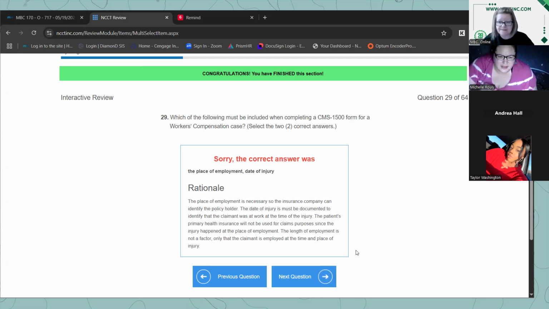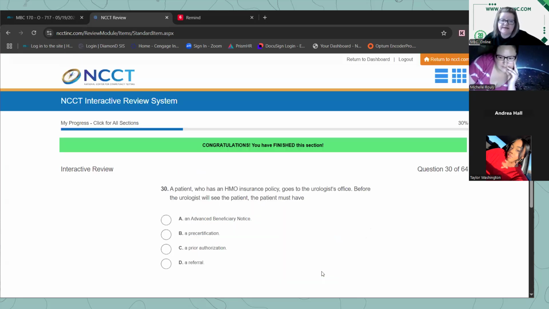Is it because liability insurance is not the same as health insurance? You know, that it's not the same as workers' comp. Workers' comp and liability are two different things. Good catch, Michelle. Good catch, because I did not. Excellent catch. All right. See, guys, I get them wrong sometimes, too.